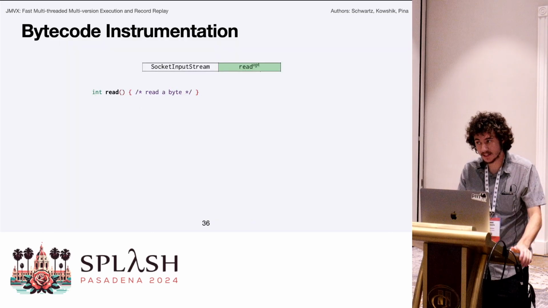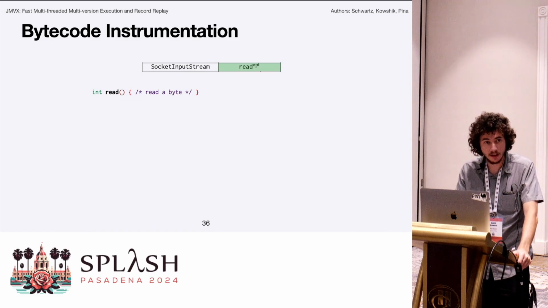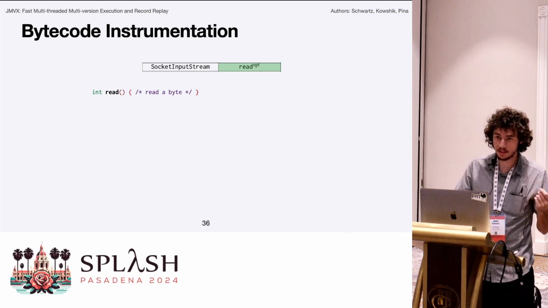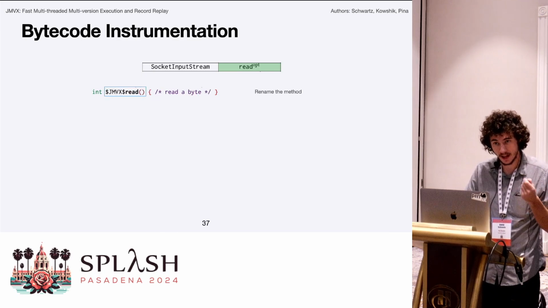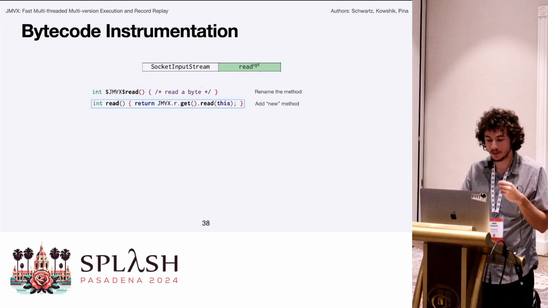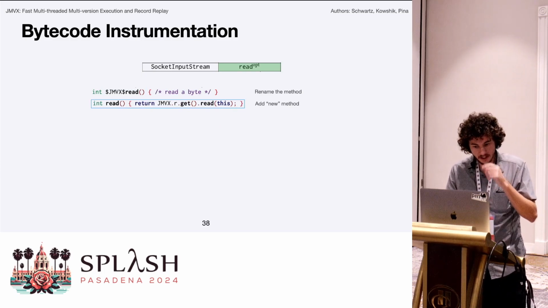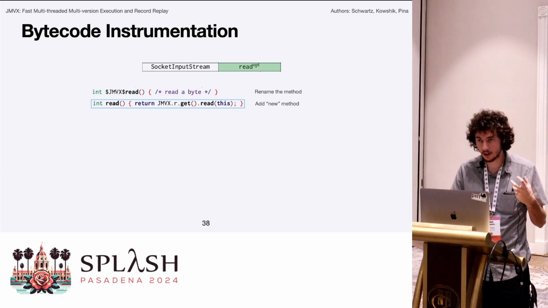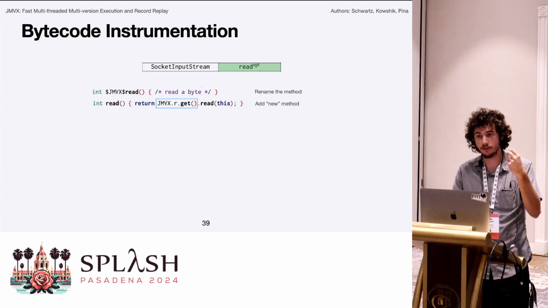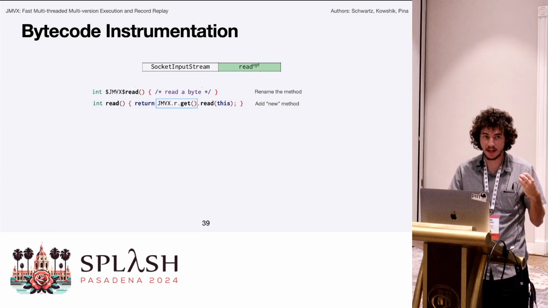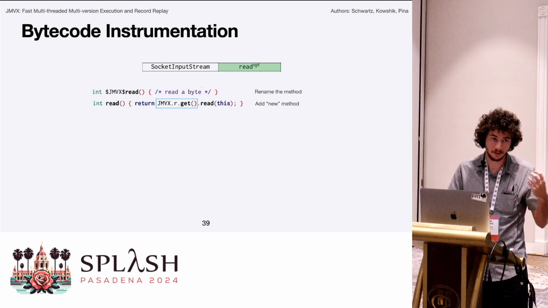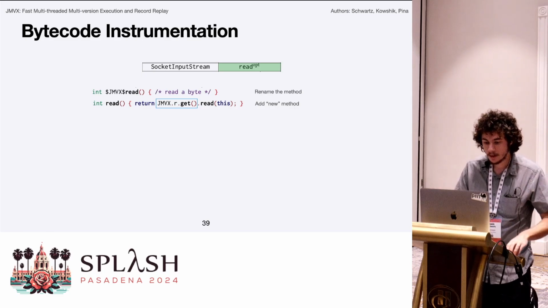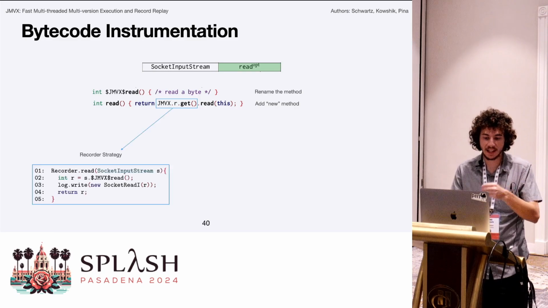So looking at the example for socket input stream.read, we're going to take the read method. We're going to rename it to Jmvx read. And we're going to insert a new method with the same signature. And this is going to have some code in it, jmvx.r.get, which is going to divert into the Jmvx runtime that handles the recording, replaying, or the leader/follower's execution. This .r.get is selecting the strategy.